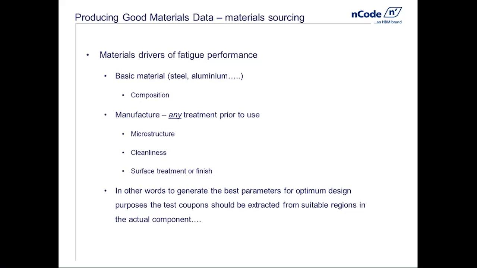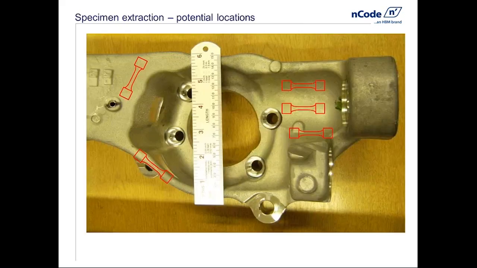Great idea. You've got to design a prototype, so there probably isn't a component existing. However, here is an example of a component which I've marked up using actually cylindrical specimens, but they could equally well be little flat ones. I've marked up potential locations, seeing how one might approach this.